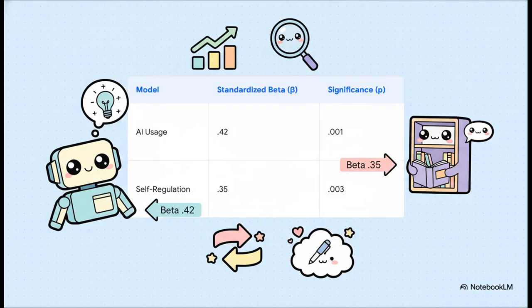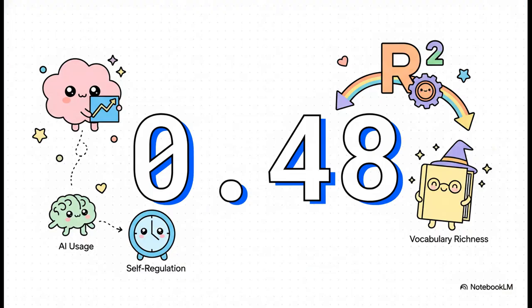And the results are fascinating. The beta values here show the predictive power of each factor, even when we account for the influence of the other. The p-values tell us these results are statistically significant, which means they're very unlikely to be due to random chance. And with that higher beta, AI usage seems to be the slightly stronger predictor in this model. And remember R squared, our model's report card? For this model, it's 0.48. This tells us that using AI usage and self-regulation together can explain a solid 48% of the variation we see in students' vocabulary richness. That's a pretty decent chunk of the story.